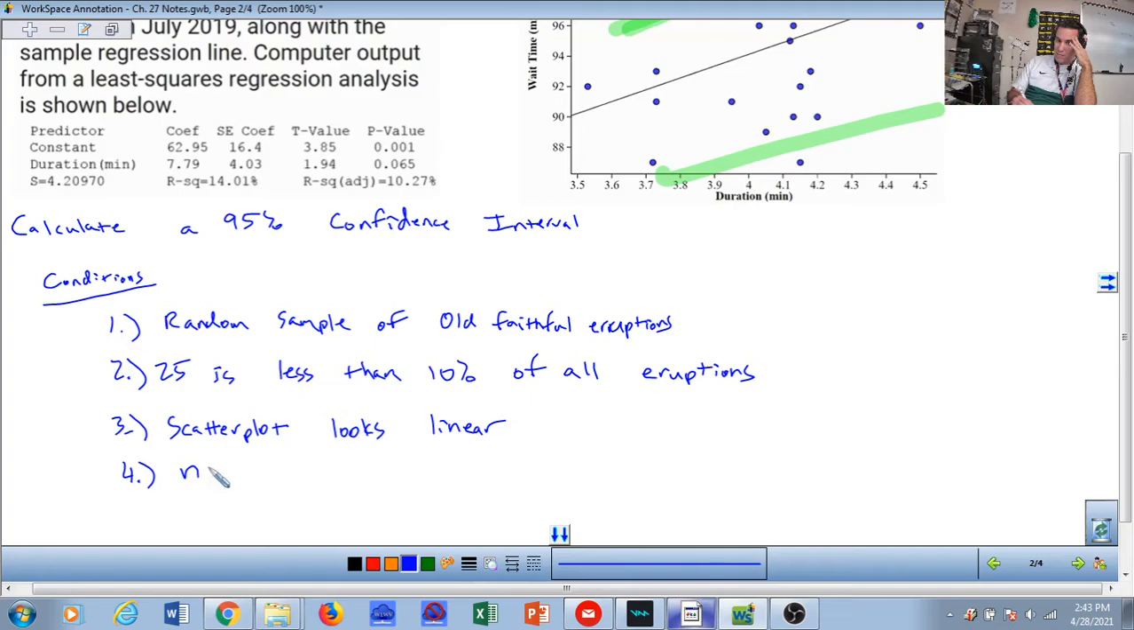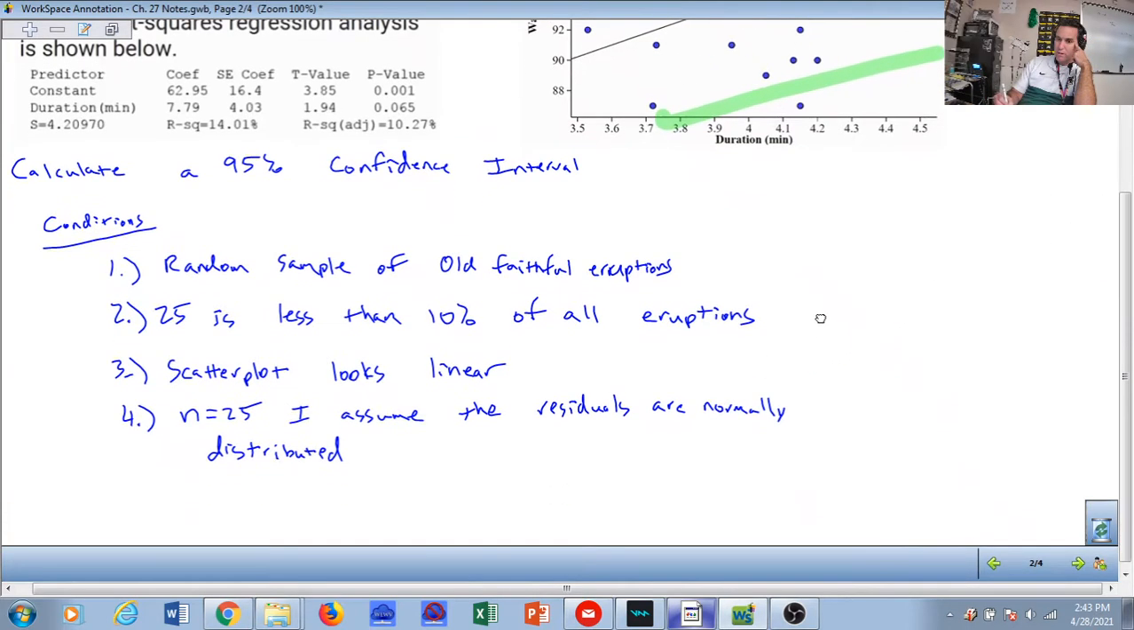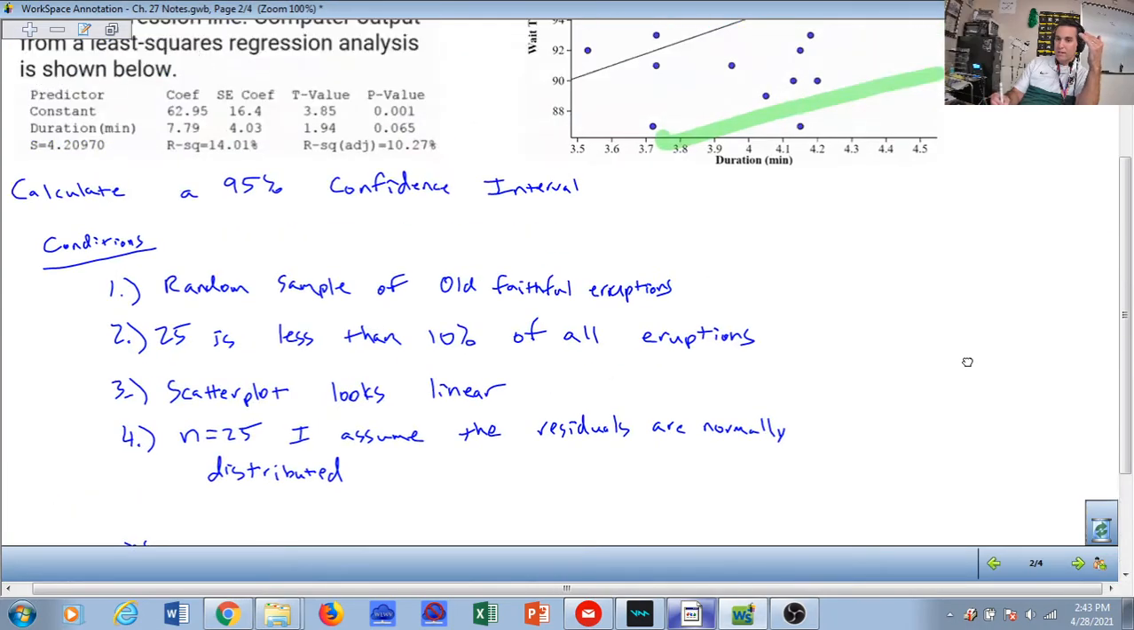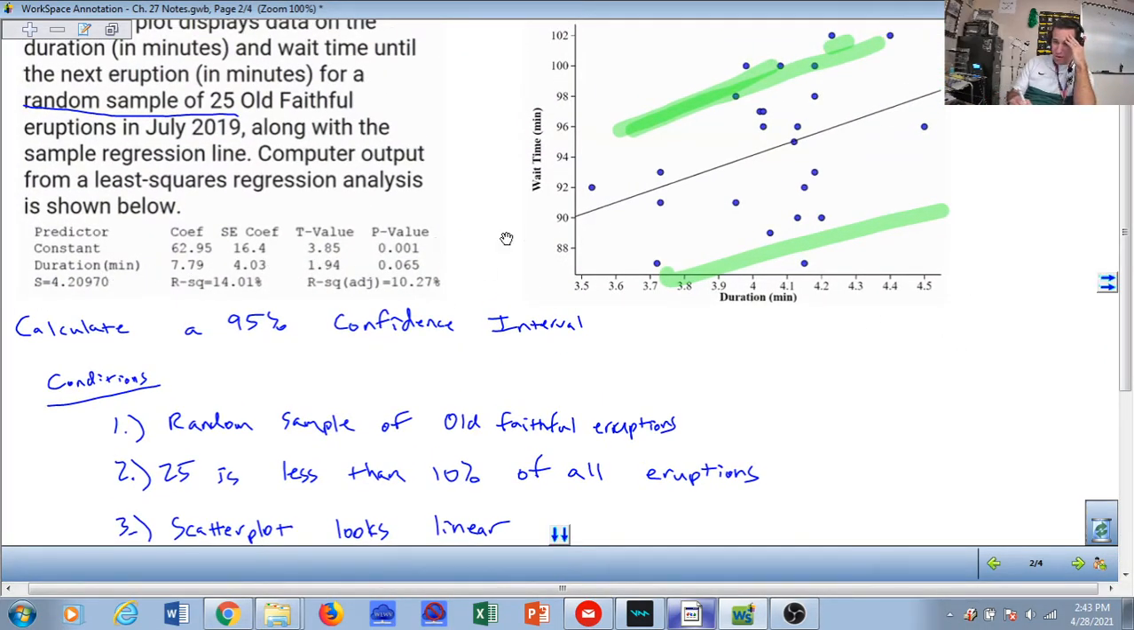And then since the sample size is 25, I assume the residuals are normally distributed. It's a fairly big sample. So we're probably okay on that. Okay, so now it's time to calculate the interval. I'm going to do it by hand because they gave us the printout and everything's actually on the printout. So we've got to remember way back in that old chapter where everything is here.